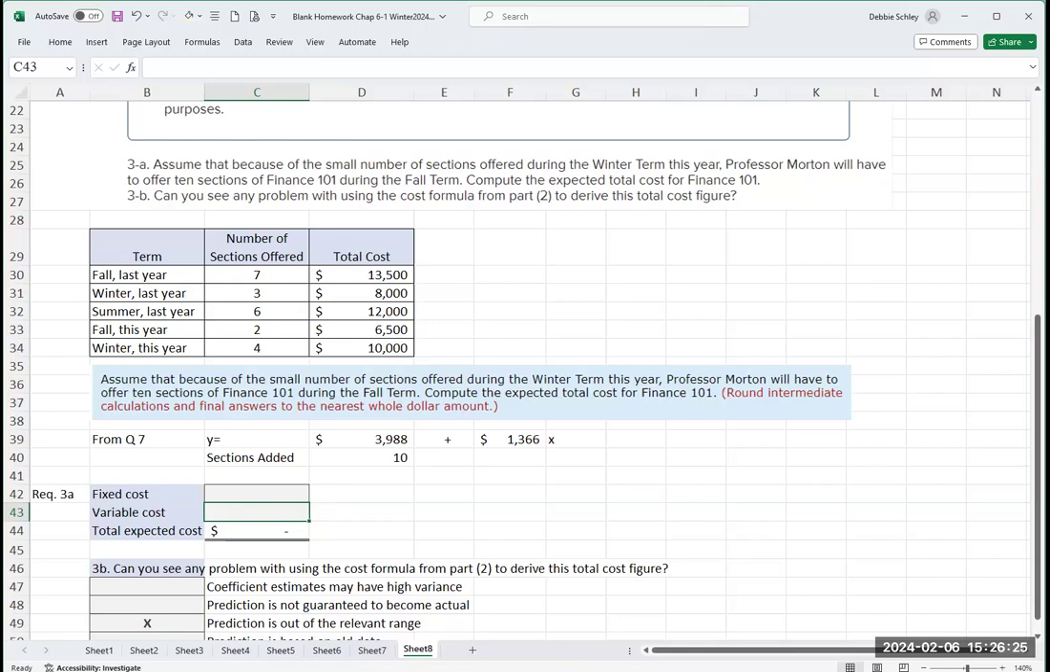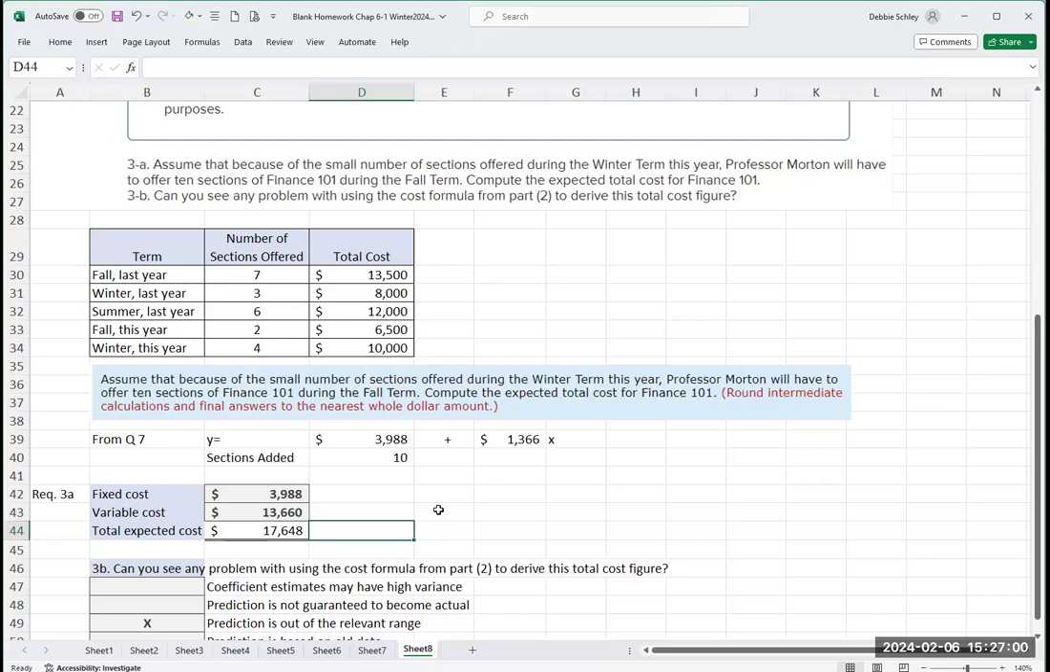Okay, so fixed cost, that is that number in my equation, right? The one without the X. And then my variable cost is going to be equal to the number of sections, right? Mine was 10 times the variable portion. So there's my fixed and there's my variable. I believe the book adds the total.